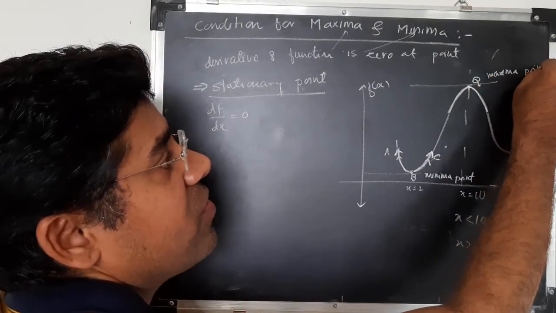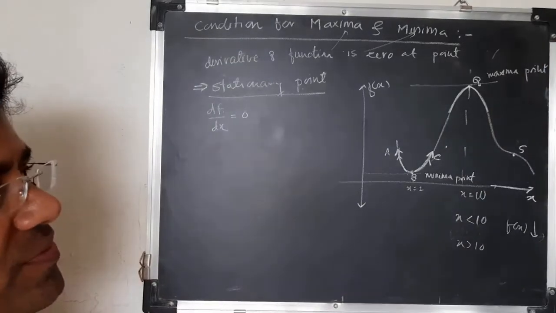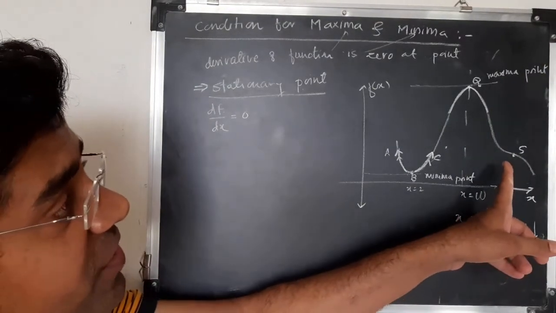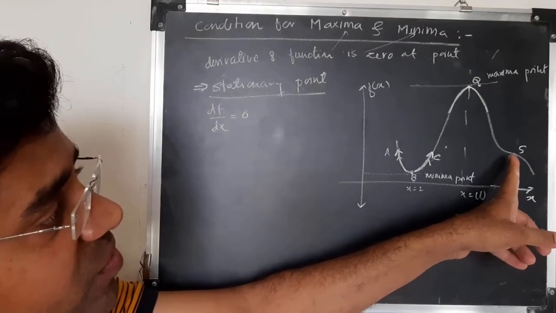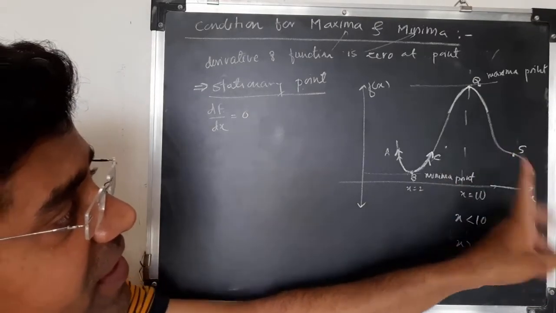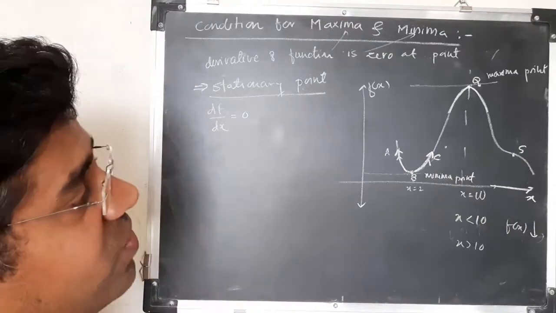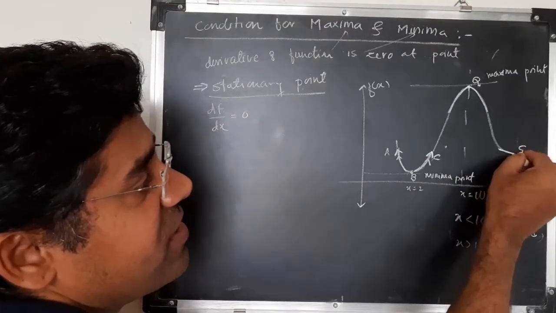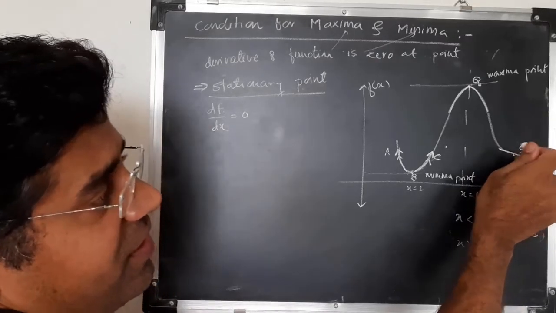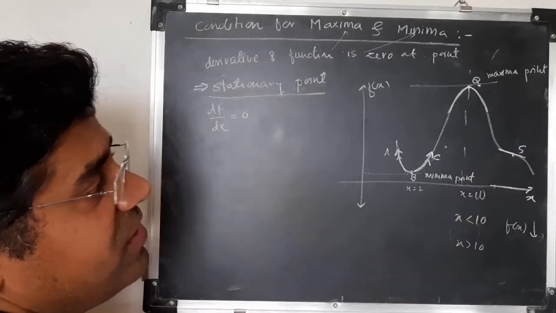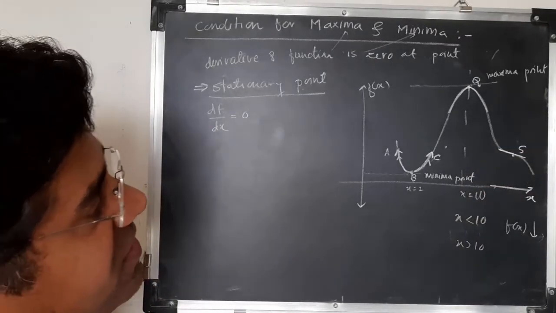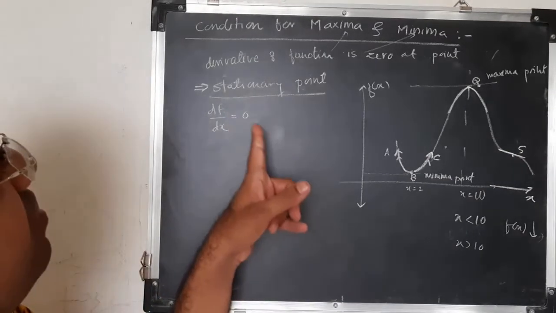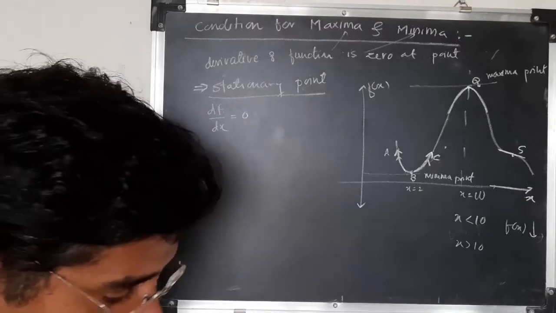Maxima point. Suppose your function is neither, meaning one side increases and one side decreases. So this is nothing but your saddle point. In that direction there will be no change. So that is your saddle point or point of inflection. So that is the case.